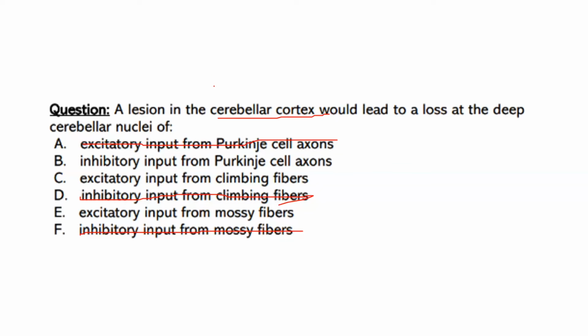Of these, Purkinje fibers are the ones that will sit in the cortex and then pass on signals to the deep cerebellar nuclei. And so in this case, B is going to be the answer. Whereas the mossy fibers and the excitatory are going to come from outside of the cerebellum, which is why they won't be affected by the lesion.